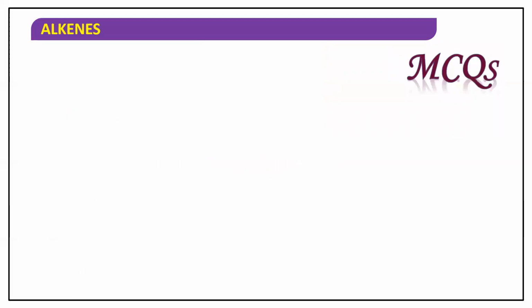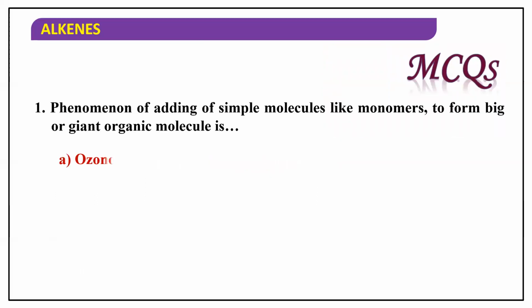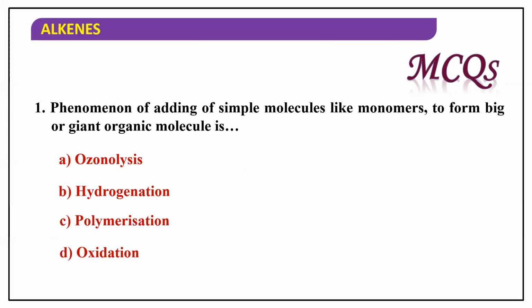Let's solve a few MCQs. Phenomenon of adding of simple molecules like monomers to form a big or giant molecule is called as: ozonolysis, hydrogenation, polymerization, or oxidation. What is it? Yes, we just spoke about it, which is polymerization.